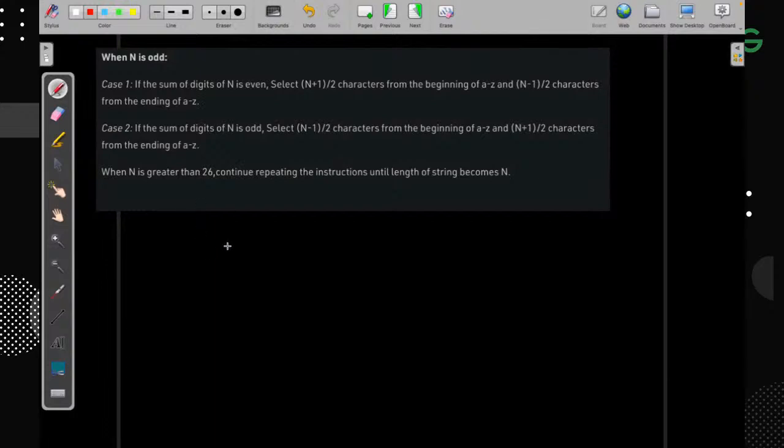That means let's take a sum of the digits as 22. No, 22 would be very long. So let's take 11. 11 is odd as well as the sum of the digit is even. So we just take 11 plus 1 divided by 2. So basically it is asking us the ceil value. So ceil value would be 6 and the floor value would be 5.